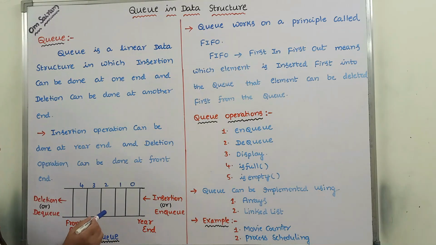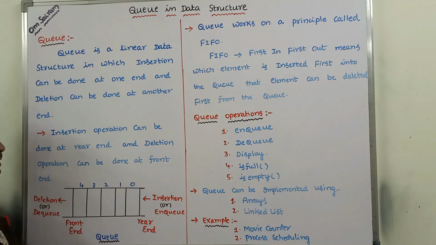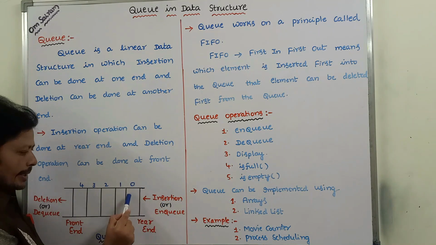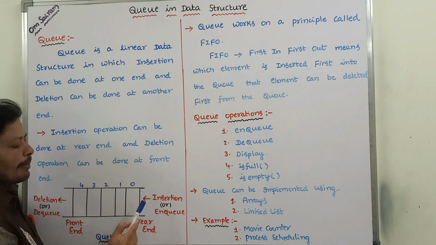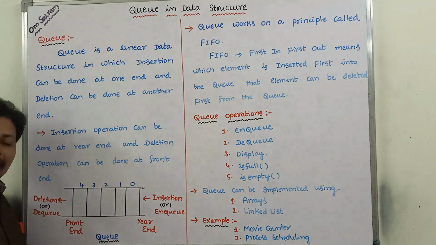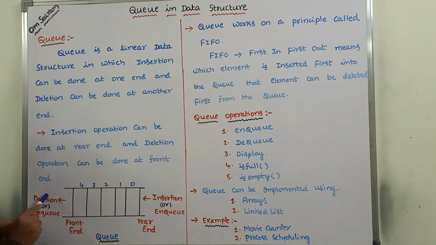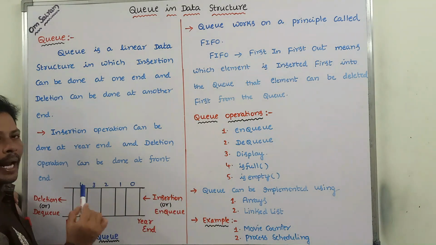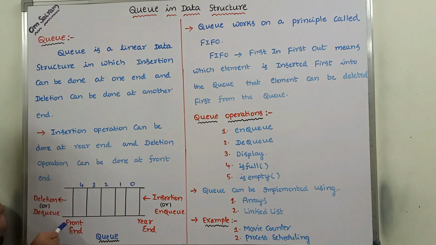So this is the diagrammatic representation of queue. Insertion can be done at this end. This end can be called as a rear end. Deletion can be done at this end. This end can be called as front end. So insertion can be done at the rear end. Deletion can be done at front end.